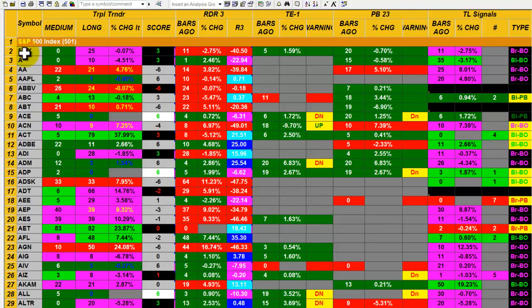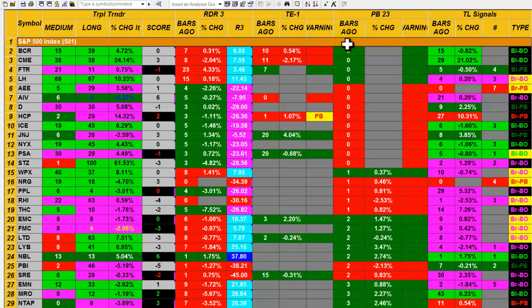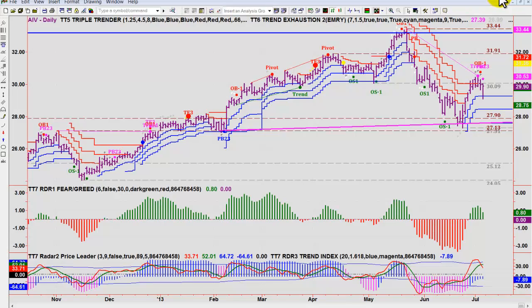So if I take this TradeStation radar screen with the S&P 500 applied, and my Scan Sentry toolkit here, I can sort on bars ago, pullback 23, look for a short pullback 23 that happened about the same time as a short trend exhaustion 1 signal. And you can see we get one AIV and one with HCP. If we click on AIV, let's see what kind of chart comes up.